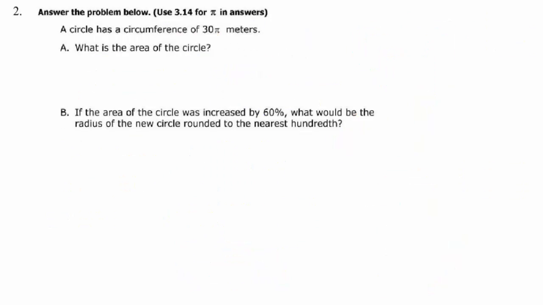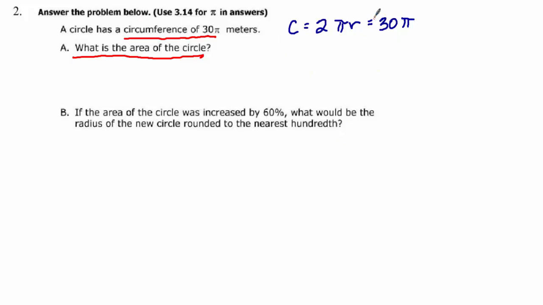So in problem number 2, this time they're starting us with a circumference of 30 pi, and they want us to find the area of the circle. So here's what we know. We know that circumference is 2 times pi times r. That's what circumference equals. And we know that in this problem, that equals 30 pi.